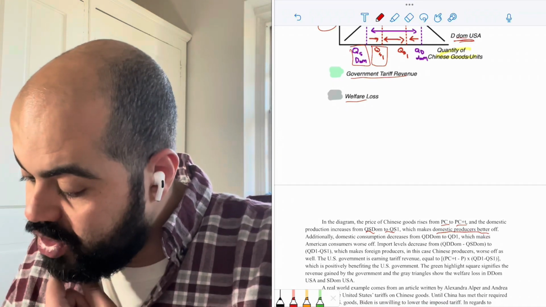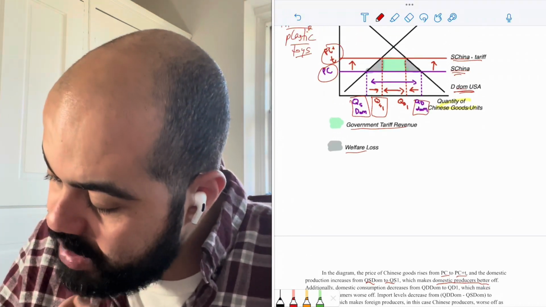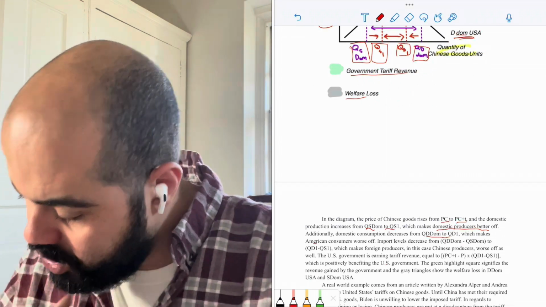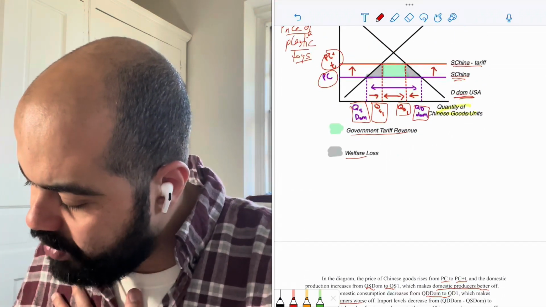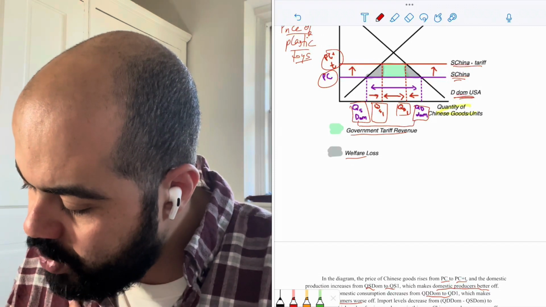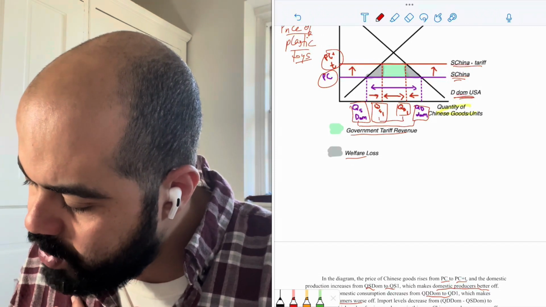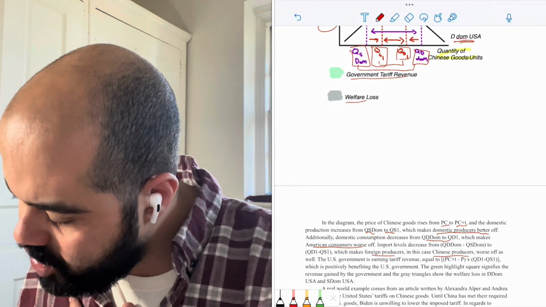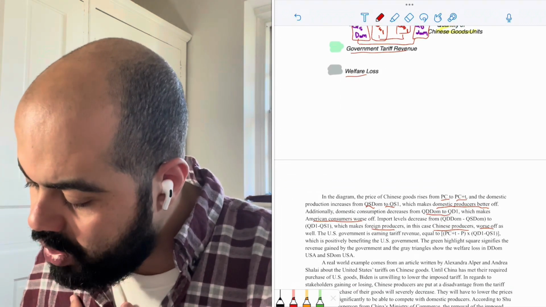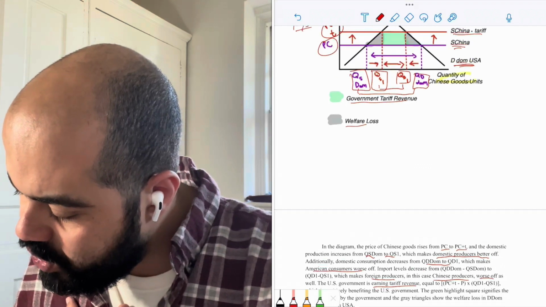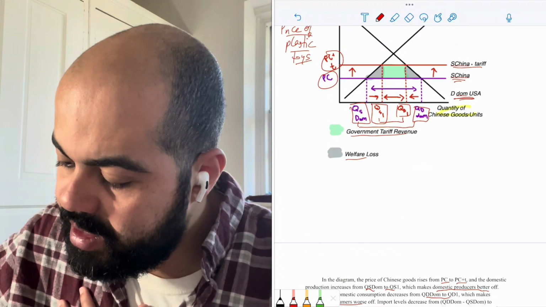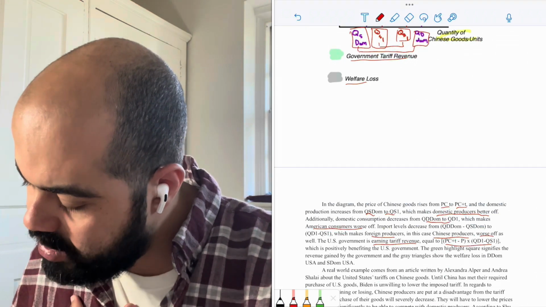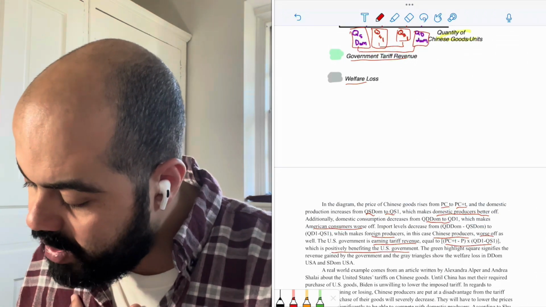Perfect. Additionally, domestic consumption decreases from QD-DOM to QD1, which makes American consumers worse off. Import levels decrease from the difference between QS-DOM and QD-DOM to the difference between QS1 and QD1, which makes foreign producers, in this case Chinese producers, worse off as well. The US government is earning tariff revenue equal to PC plus T minus PC times the difference between QD1 and QS1, which is positively benefiting the US government.